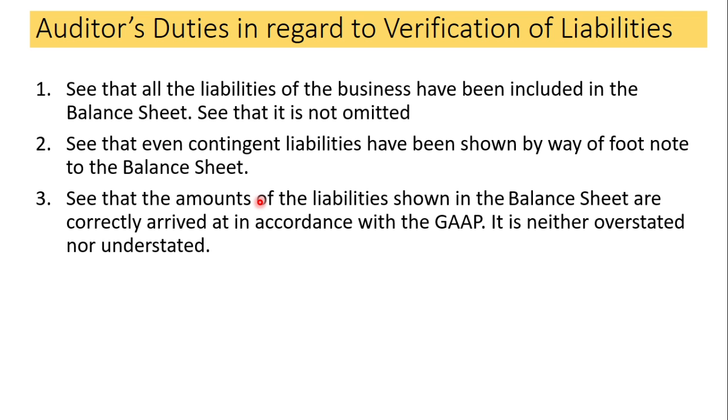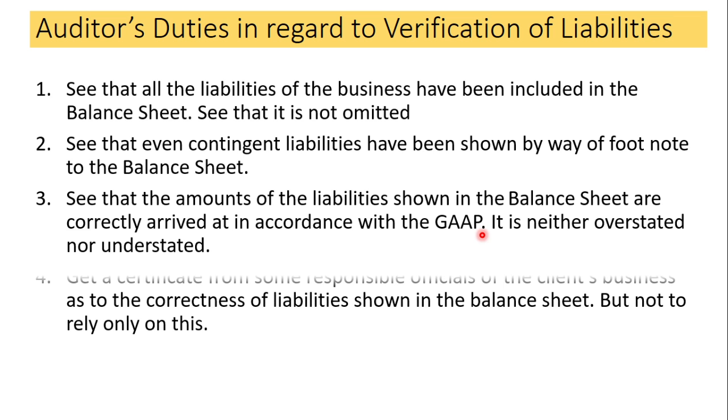So, such liability should be shown as a footnote. Next one, see that the amount of the liabilities shown in the balance sheet is correctly arrived at in accordance with GAAP. Whatever liabilities we write in the balance sheet should be arrived at in accordance with generally accepted accounting principles. It is neither overstated nor understated. Liabilities should not be overstated or understated.